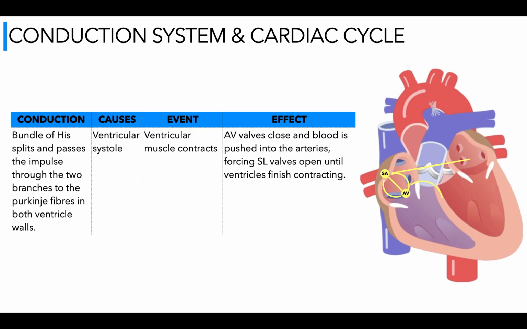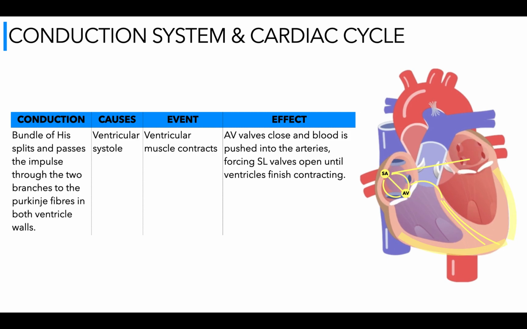So from the AV node to the bundle of His branches and the Purkinje fibers distributed, the ventricles contract and push that blood out, force the semilunar valves open, and then the aorta and the pulmonary valve will take the blood to the body and the lungs, and now they have the high pressure and the SL valves close again to prevent backflow, and we just go back around the cycle.